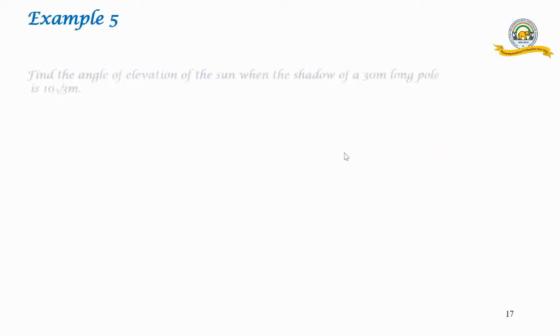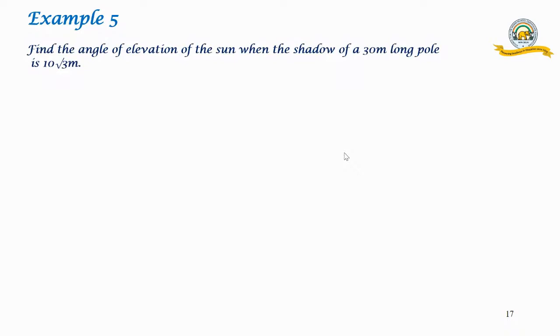Now we are going on for a sum. Find the angle of elevation of the sun. So we are going to find the angle of elevation of the sun when the shadow of a 30-meter long pole is 10 root 3 meters. So the pole is also given, and the length of the shadow is also given. So we have to find the angle of elevation.